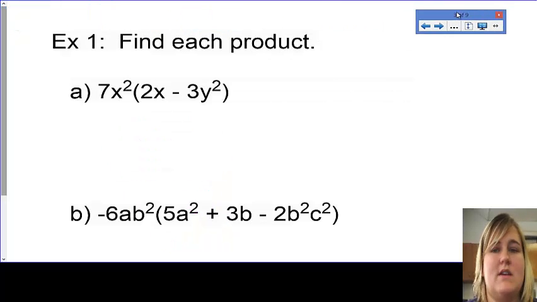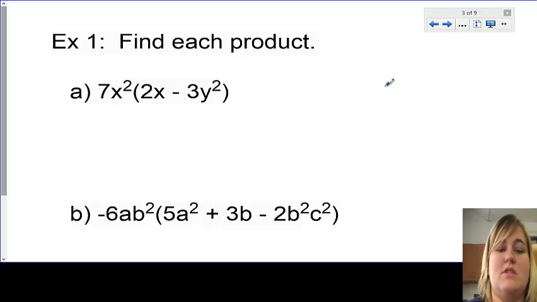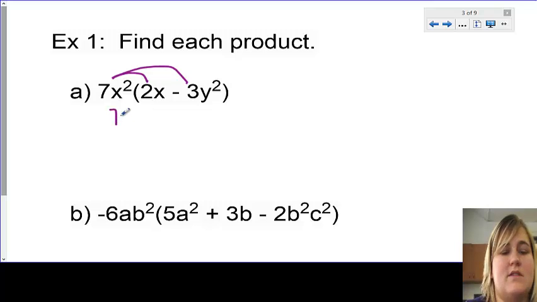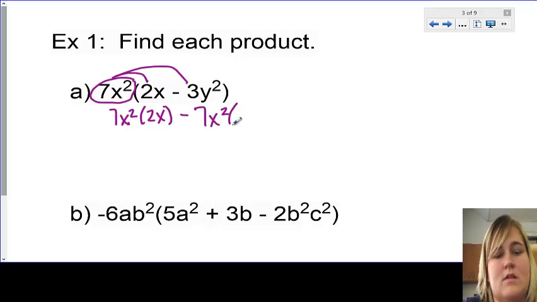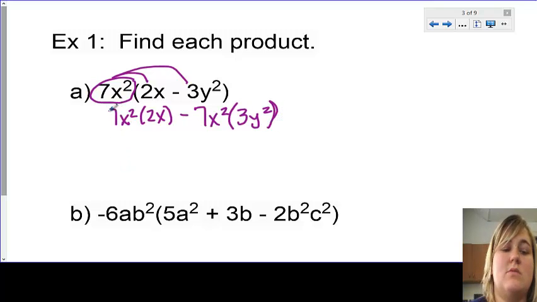So now we're going to practice it using some variables and exponents. I'm going to distribute to everything on the inside. So I have 7x squared times 2x minus, and I take everything that's touching those parentheses, 7x squared times 3y squared. Okay, so now all I have to do is multiply.